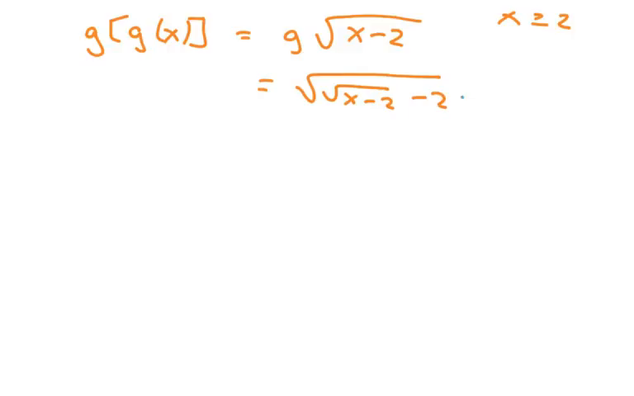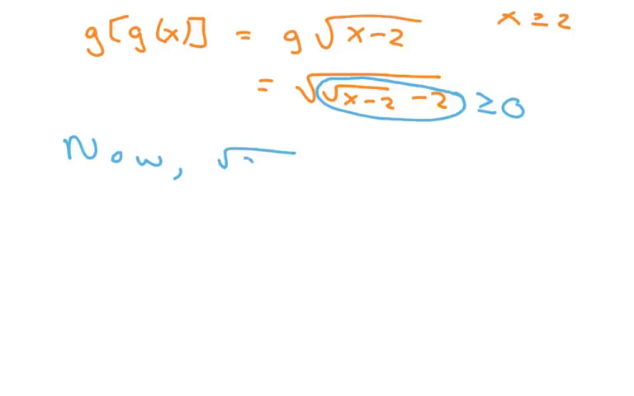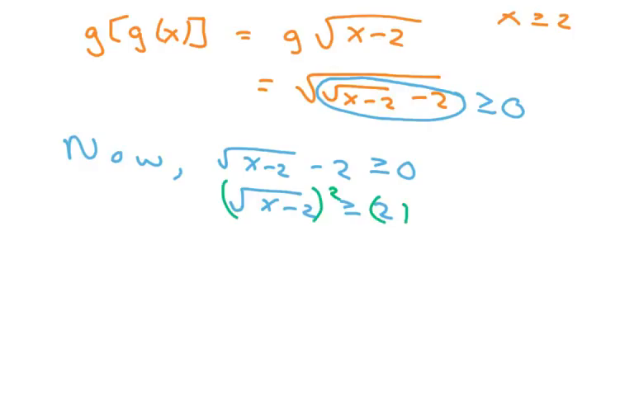Now this quantity has to be greater than or equal to 0. So let's set it that way. Add the 2 to both sides. And square both sides. So you get x minus 2 is greater than or equal to 4. So x must be greater than or equal to 6. And that's the domain.